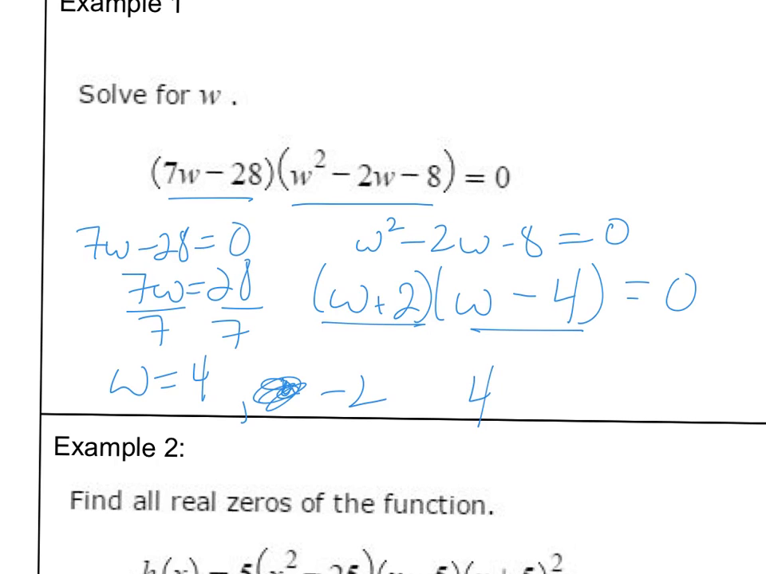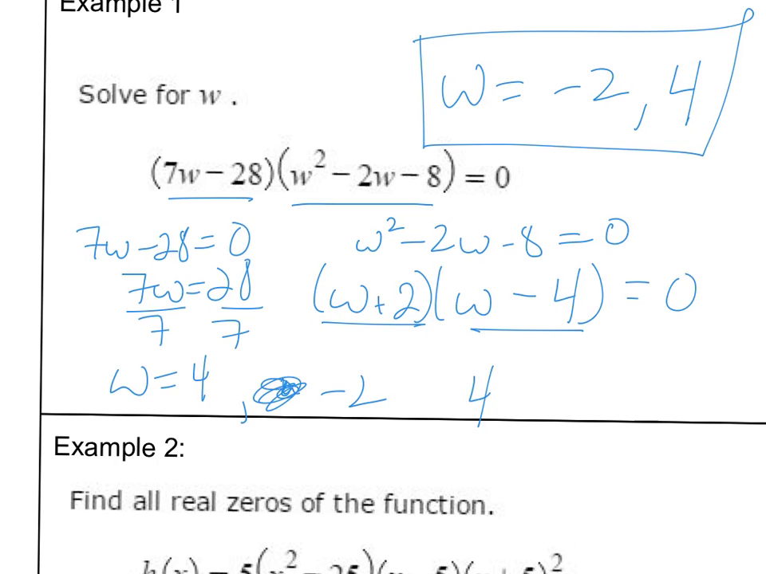Now when I go to actually list my answers, I don't need to list that 4 twice. I should just say negative 2 and 4 are my answers, and that's going to be the end of the story. So hopefully that's making some sense. It's just basically taking two ideas and smooshing them together.